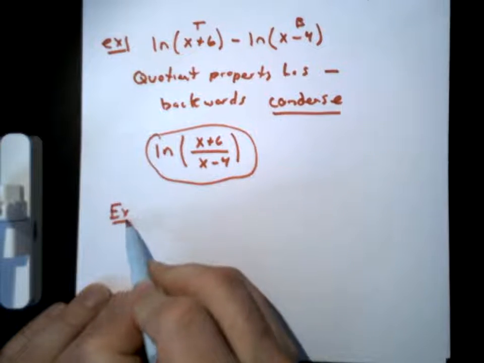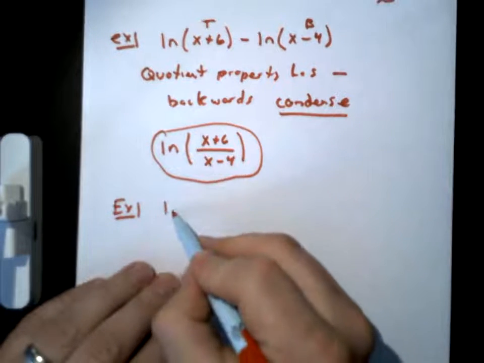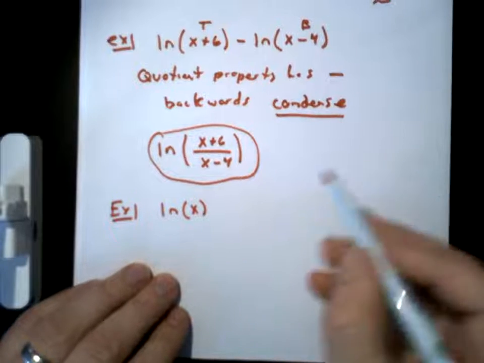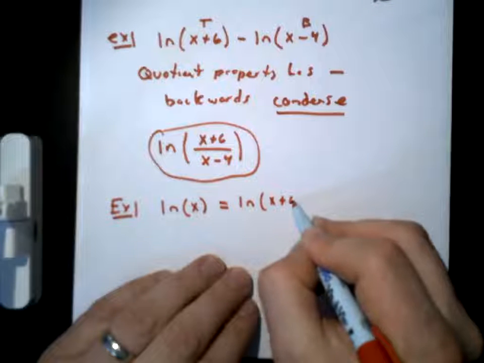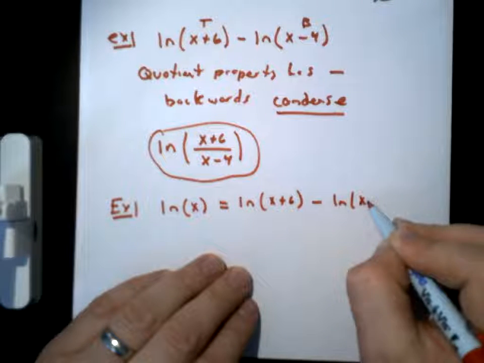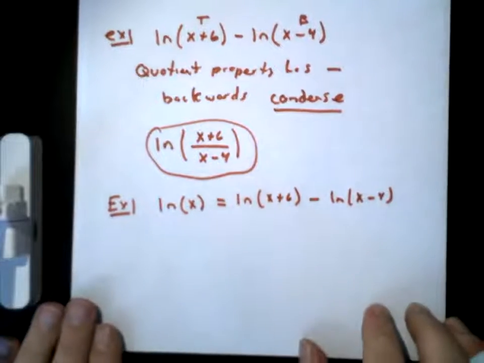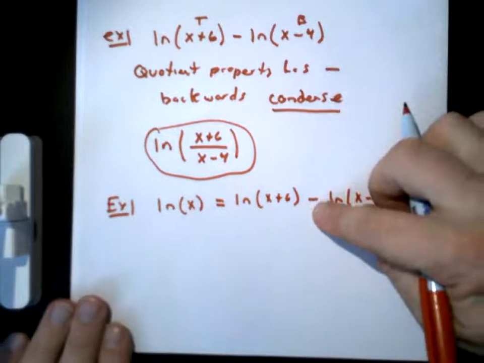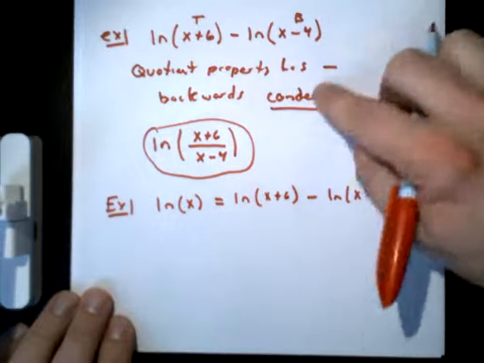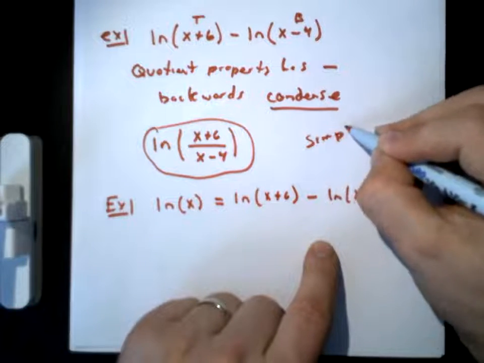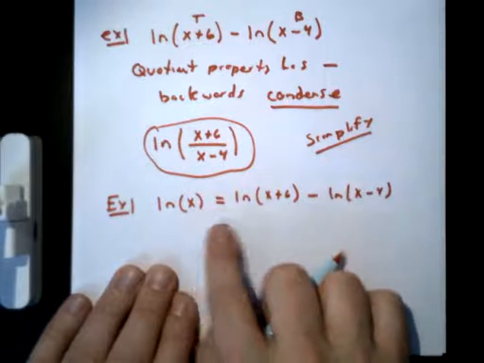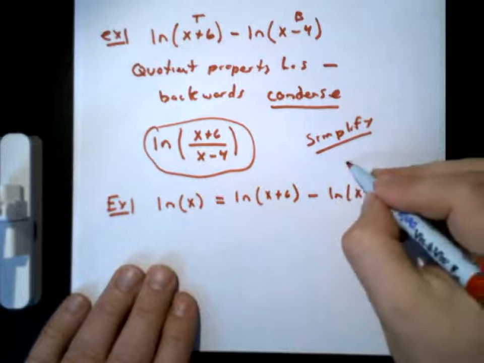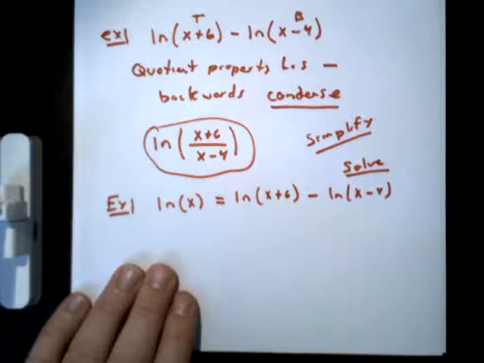So let's do an example, and let's do a similar one to this. Let's do ln of x on this side, but let's make this equal to ln of x plus 6 minus ln of x minus 4. Now, look at the difference between this one and this one. This one doesn't really specify. It might just say simplify. Well, that's what we can do. That's the only answer. This one has an equal sign. So it looks like we can do a little solving with this one. So this one's a solve.